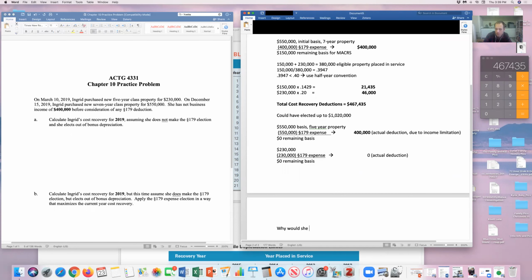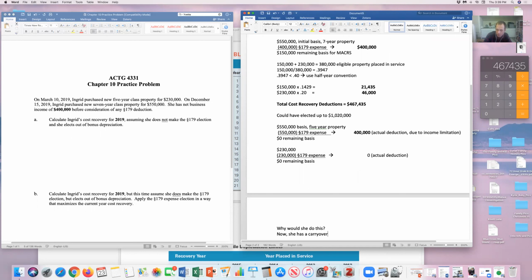Well, now she has a carryover. Because unlike the phase out due to total property put in service, the income limitation allows you to have a carryover. She has the 150,000 that she couldn't deduct here. She elected 550 but only got 400, plus the 230 that she elected but didn't get to deduct here. So she has a carryover of 380,000.